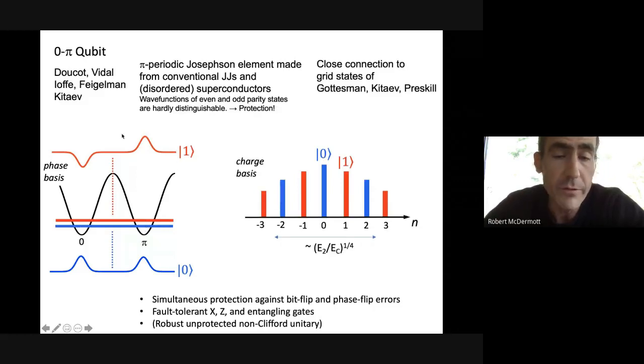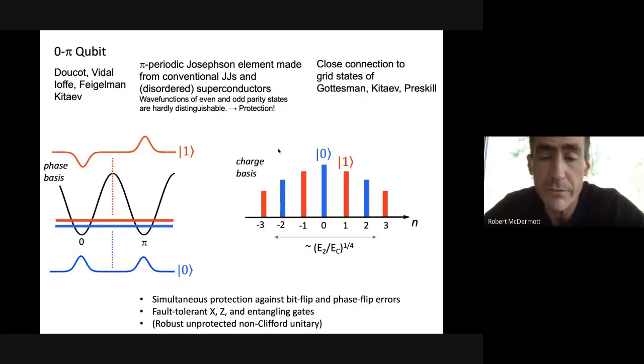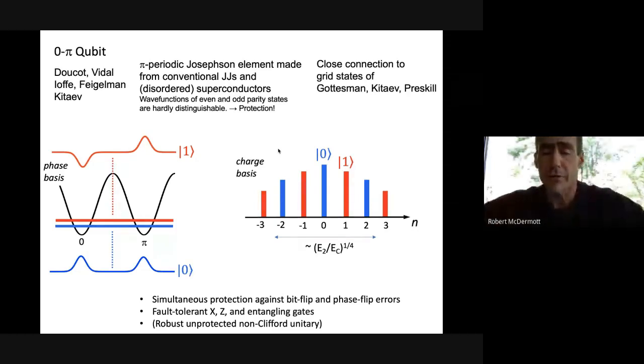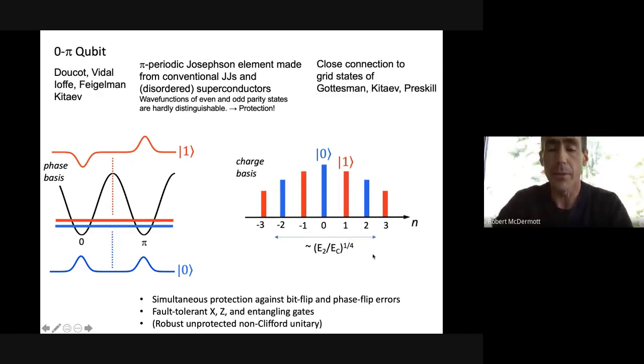Now, if you look at these wave functions in the charge basis, you'll see that they represent superpositions of large numbers of Cooper pairs, either even parity states or odd parity states. The wave function has an envelope that's very large in charge space, given by the ratio of E2, the second harmonic of the Josephson energy, to the charging energy. And the wave functions then are strongly delocalized, but for the ground and excited state, the wave functions are intertwined.